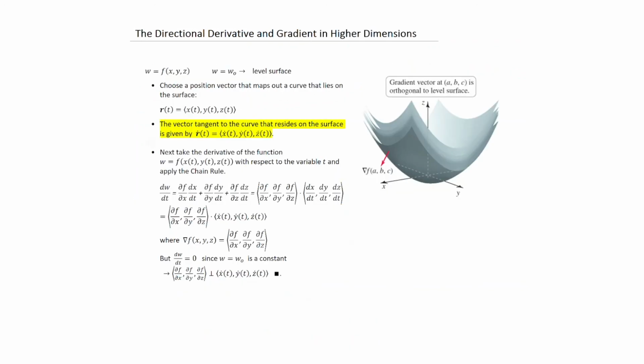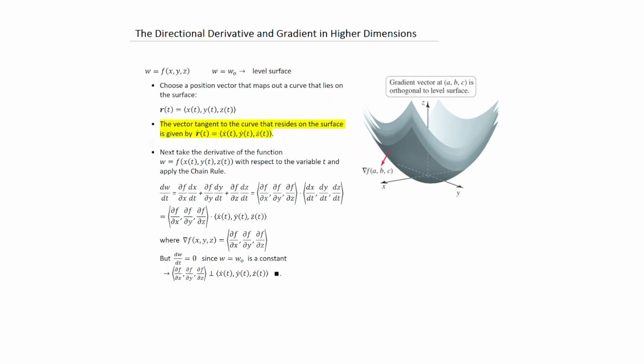All right, so the last thing we want to look at is how do we extend the notion of directional derivatives and gradients to higher dimensions. So for example, if we have 3 variables, then we have w equals f(x, y, z), and we're going to treat w as a level surface, which means w is a constant. That's where we're headed. So first what we do is choose a position vector that maps out a curve that lies on the surface. That position vector r is a function of parameterization variable t: x(t), y(t), z(t). The vector tangent to the curve that resides on the surface is just going to be the derivative of that vector with respect to t, and that's basically given here.